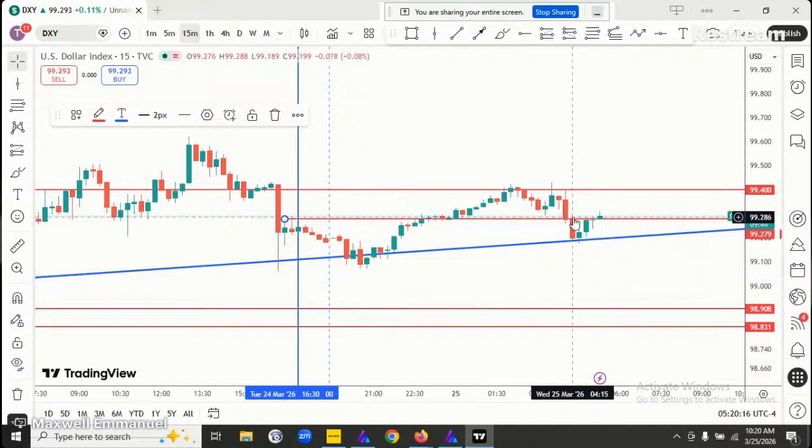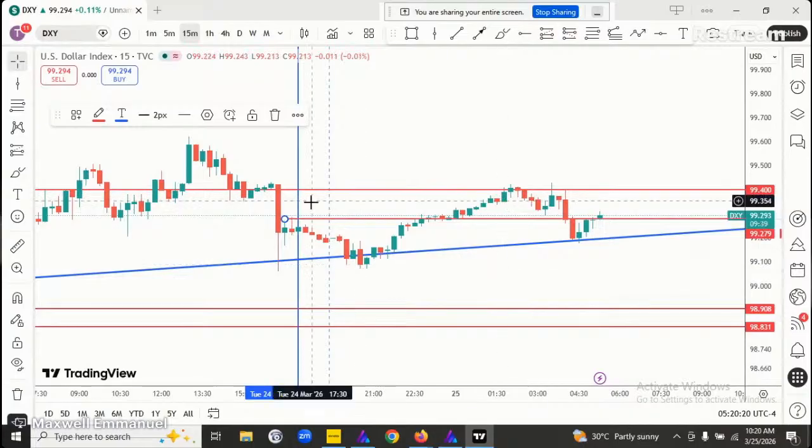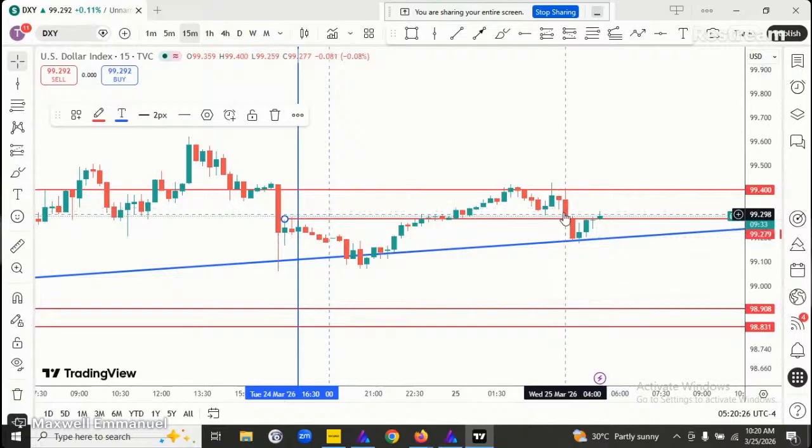You see this fair value gap it created here. That's the reason for this buy. This buy was to come and fill this fair value gap. They filled this, created a new fair value gap here, and they are coming back to fill it. Once it is filled, there's a high probability that the dollar will sell.